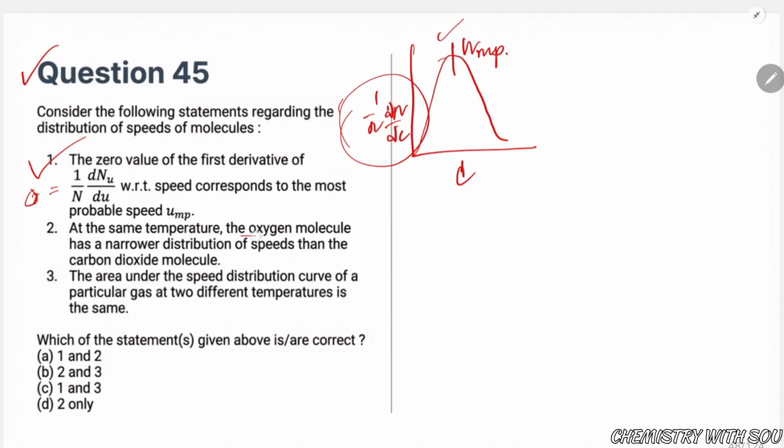At the same temperature, the oxygen molecule has a narrower speed distribution than carbon dioxide. No, that is not true, because the greater the mass of the gas, the narrower will be the distribution. The mass of carbon dioxide, CO2, is greater than the mass of oxygen, because this is 44 and this is 32. So that's why CO2 has a narrower distribution. The area under the speed distribution curve of a particular gas at two different temperatures is the same. That is a true statement. So 1 and 3 are correct. Option C is correct.